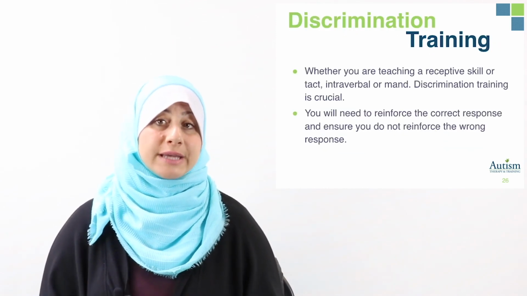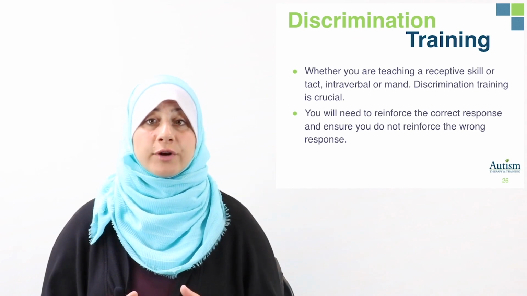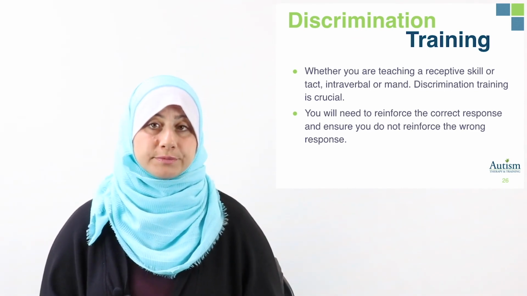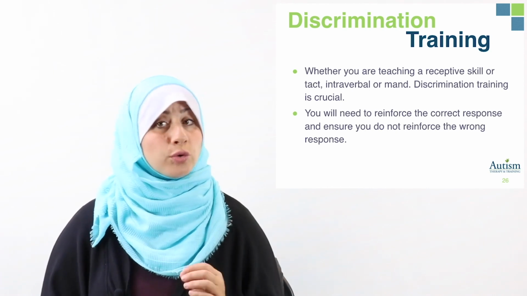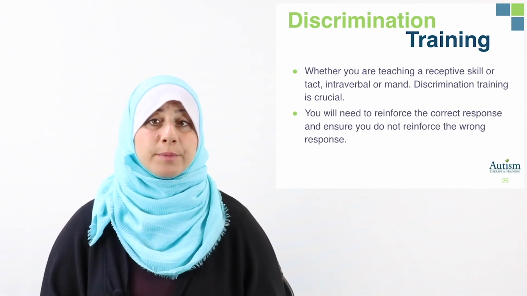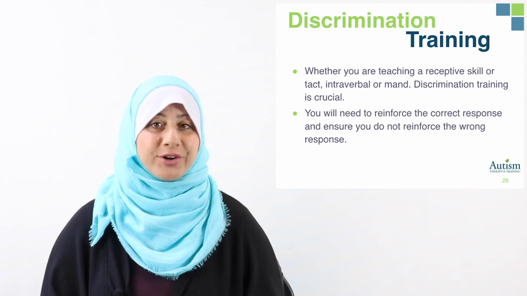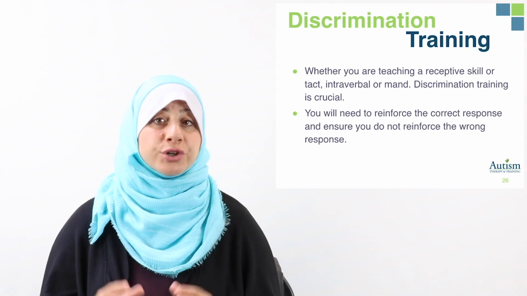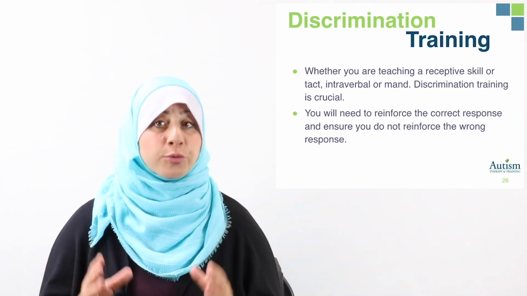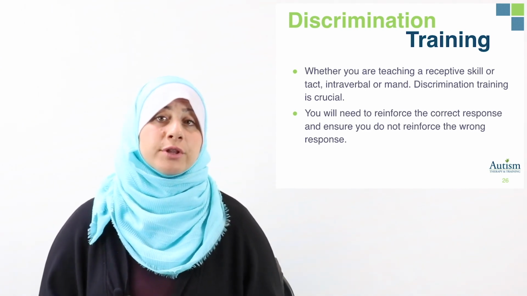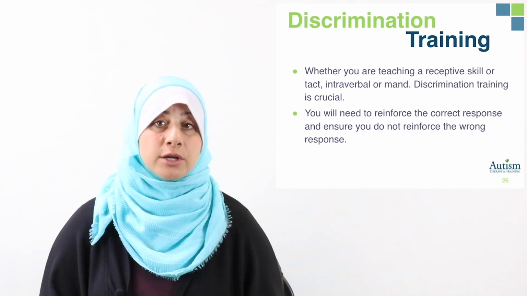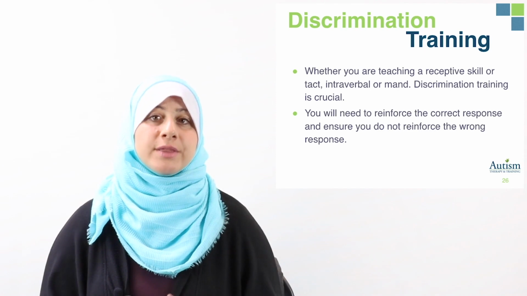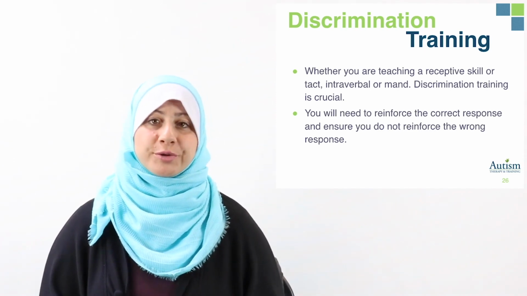Whether you are teaching a receptive skill or tact, intraverbal or mand, discrimination training is crucial. You will need to reinforce the correct response, and this is done by prompting the correct behavior and reinforcing it, ensuring you do not reinforce the wrong response. So if the learner touches your S delta, you would use an error correction and teach the correct response. This is where teaching is so crucial.